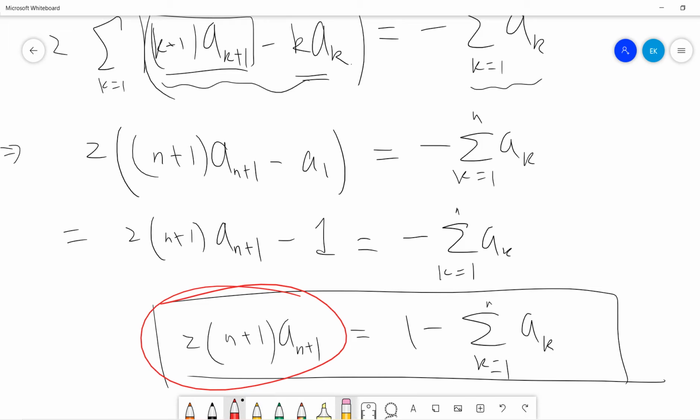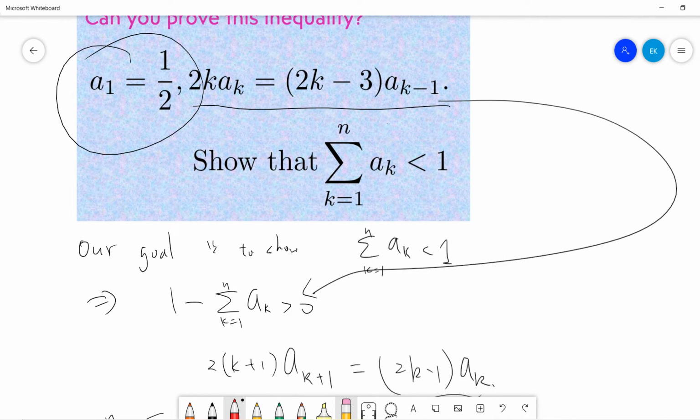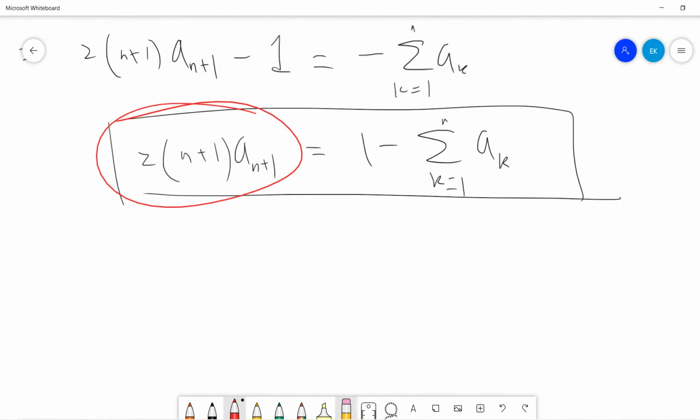Obviously, since you start from a1 positive, if k is greater than or equal to 1, then a_(k plus 1) has the same sign as a_k. So that means a2 is greater than 0, a3 is greater than 0, and keep going, so everything is greater than 0. So now this term is greater than 0, since n plus 1 is greater than 0.